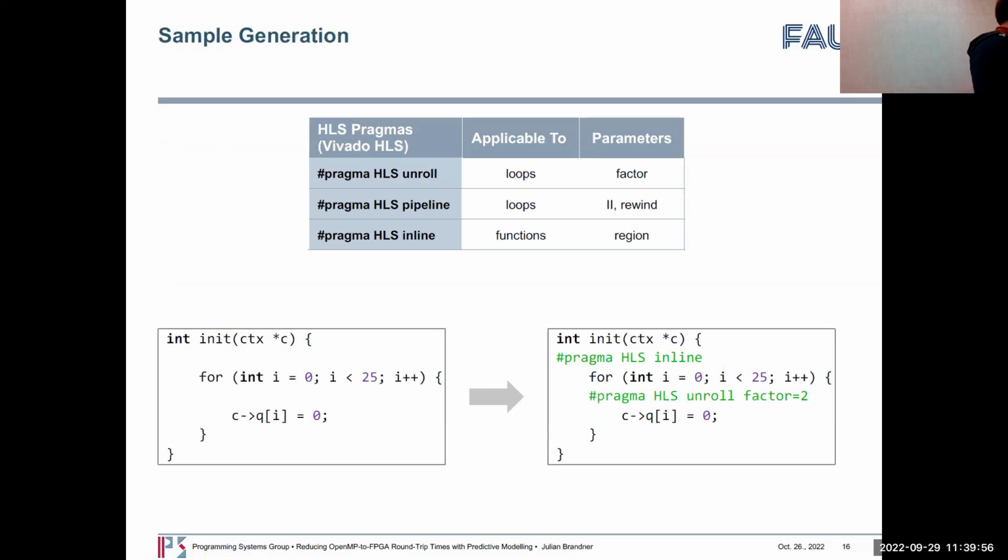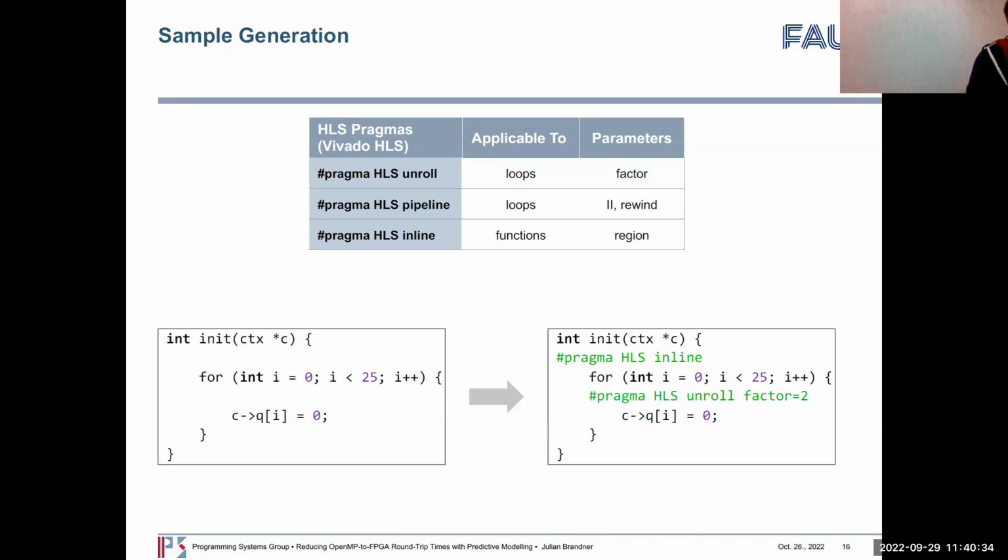So how did we generate samples? Let's have a look at this short code snippet. It's a function and it contains a loop. And we looked at these 3 pragmas from Vivado HLS. Now it's, I think, called Vitis. Well, this is what our OpenMP-to-FPGA target offloader used, so we stuck with that. And all of these pragmas can't actually break your code. They can't produce wrong results, but they all can increase the degree of parallelism within it at the cost of hardware usage.